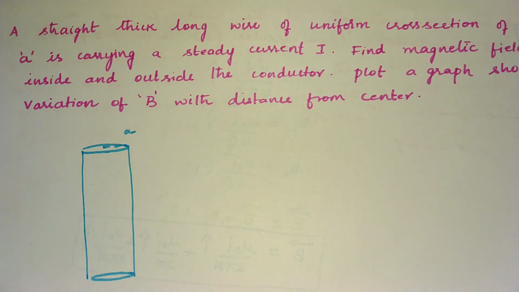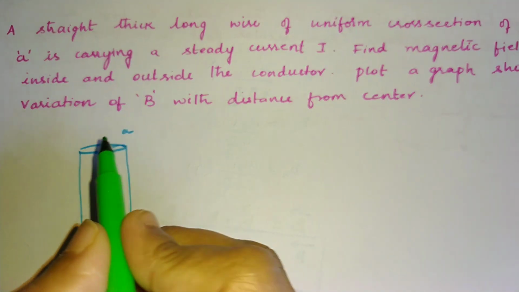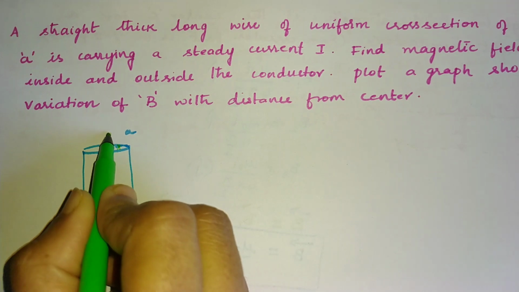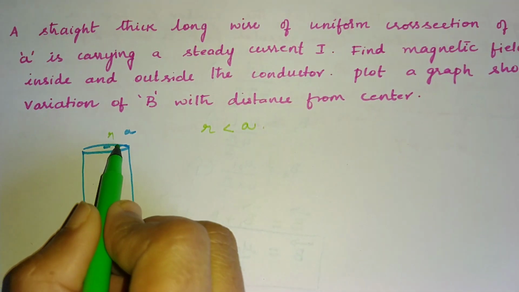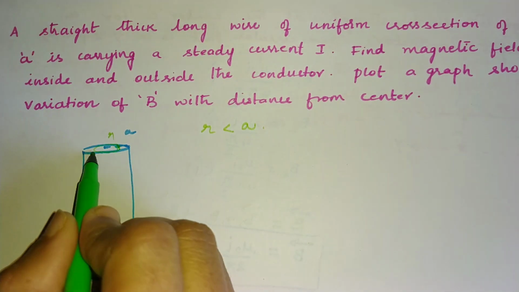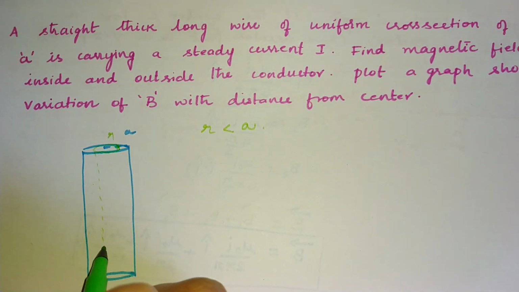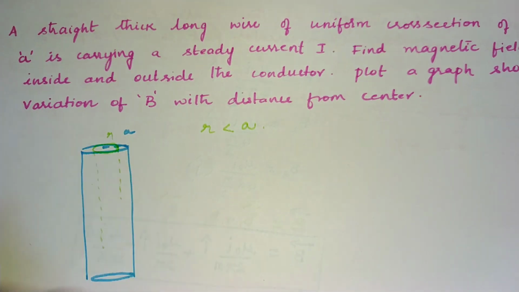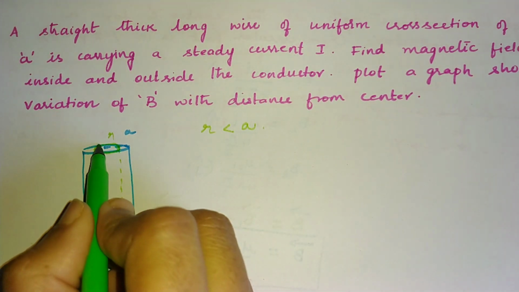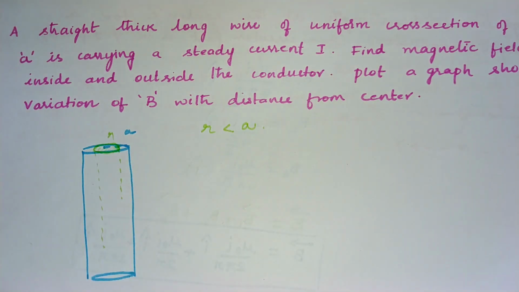So to find the magnetic field inside the conductor, select a point P which is at a distance small r, for r less than a. Construct one Amperian loop. Okay, I am selecting one circular Amperian loop. We need to know what is the current enclosed by the loop.